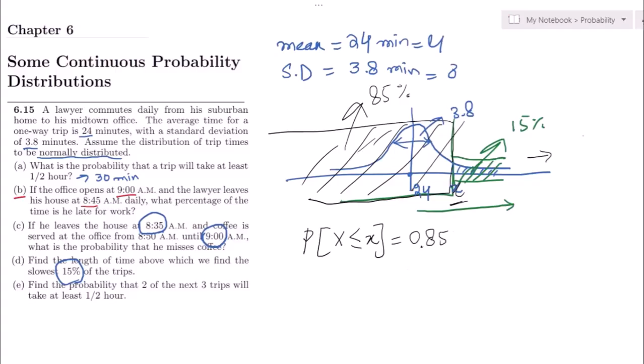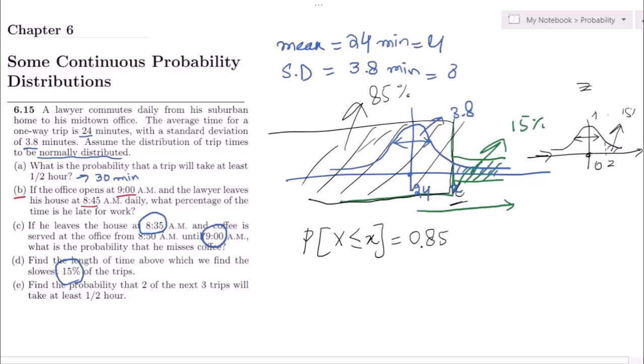Also, in terms of the z distribution, where it will be normalized, the mean will become 0 while the standard deviation will become 1. Because this is the standard normal distribution, here we will have this z value, this is now the 15%, while the remaining is the 85%. So in terms of z, we have to find x less than or equal to z, while this area remains the same, 85%.